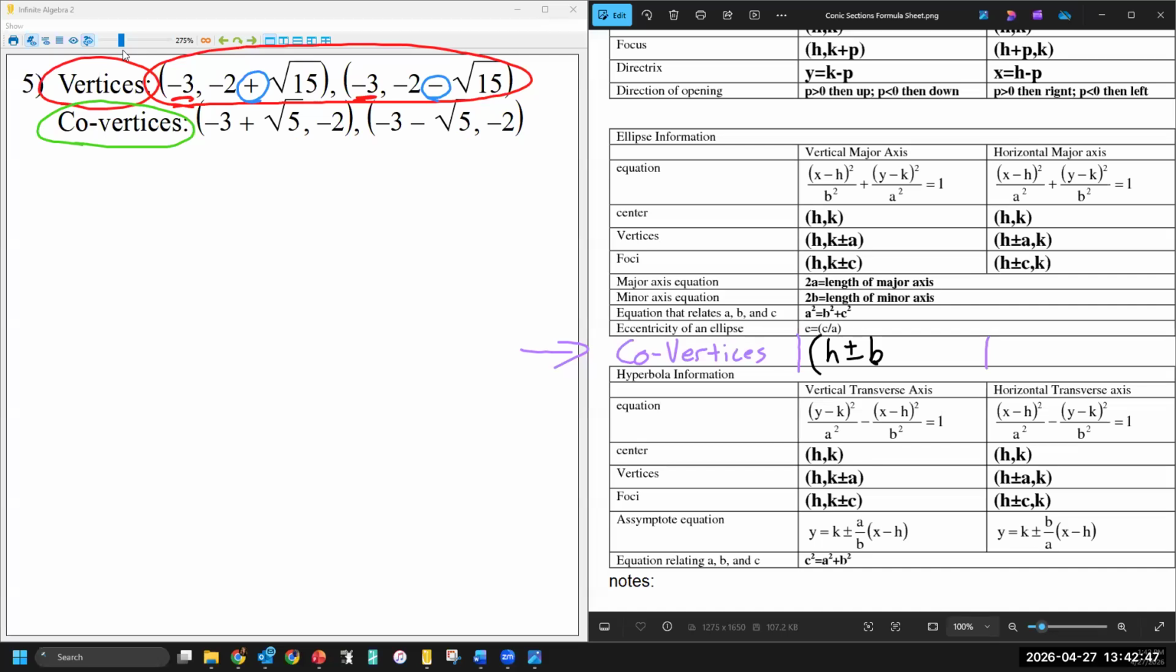So you might notice A right there. There's a C right there. And you're like, well, where's the B come from? Well, it comes from the co-vertices. So H plus or minus B, comma, K. Or if I come over here to horizontal, it's going to be H, comma, K plus or minus B. All right. So write those formulas in right there on your formula sheet.